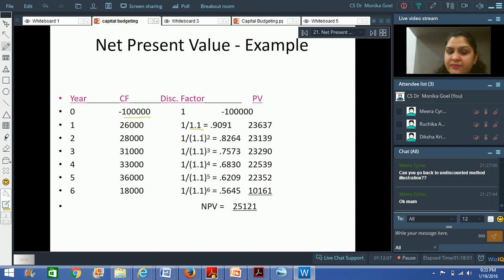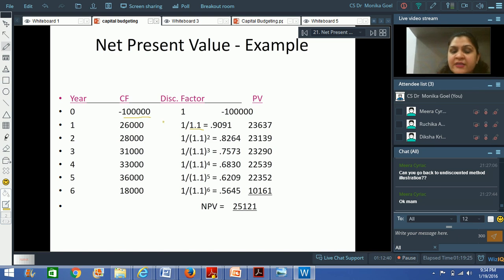And how do we get the present value? We get the present value by discounting. For example, supposing there is an investment in which the initial cash outflow is 1 lakh rupees. You're investing 1 lakh rupees in a particular project at year 0, right? The discounting factor is given to you as 10% because you're discounting by 1.1. So the discounting factor is 10%. This particular project is going to give you these cash inflows over a period of time.